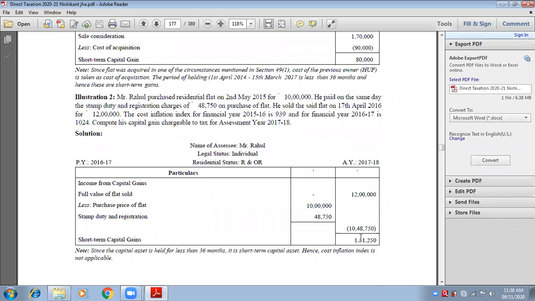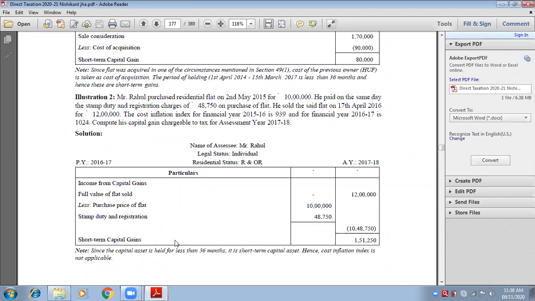It has to be deducted from the selling price, and the selling price means full value of consideration. What was the full value of consideration? 12 lakh, ma'am. Very good. So 12 lakhs minus 10 lakhs 48,750. Is it short-term capital gain or short-term capital loss? Short-term capital gain, 1,51,250. Yes, ma'am, 250.